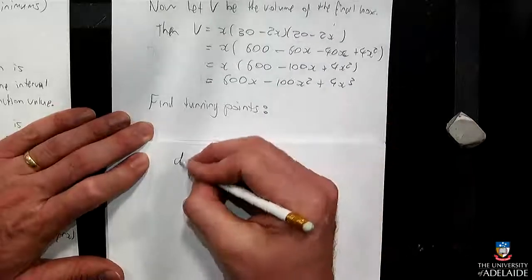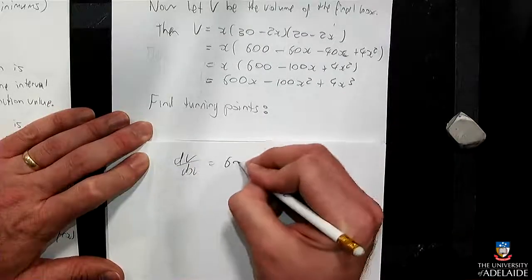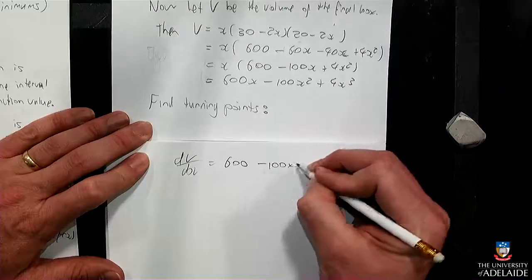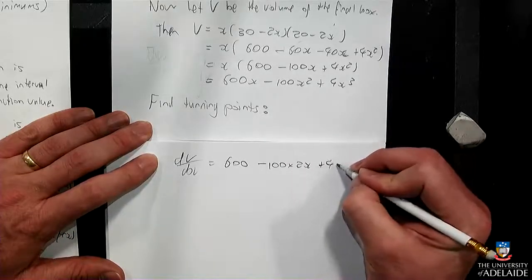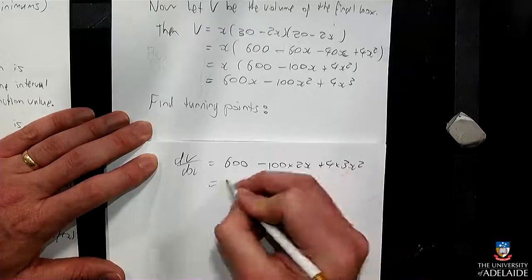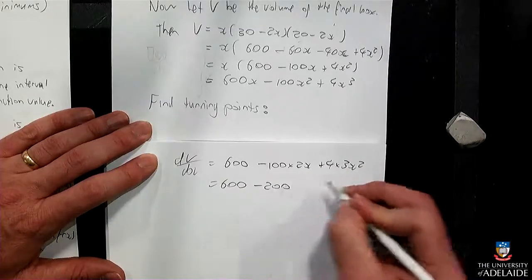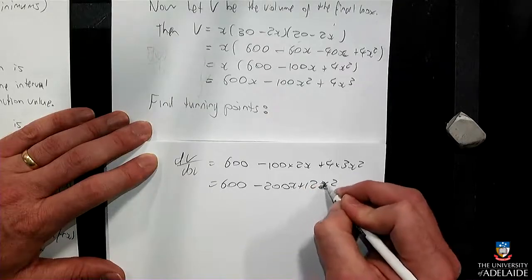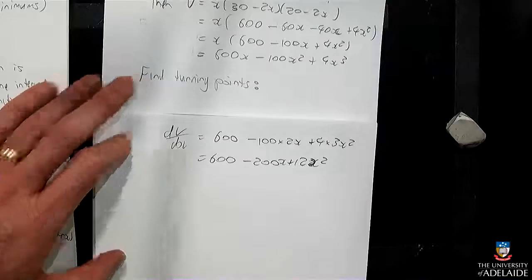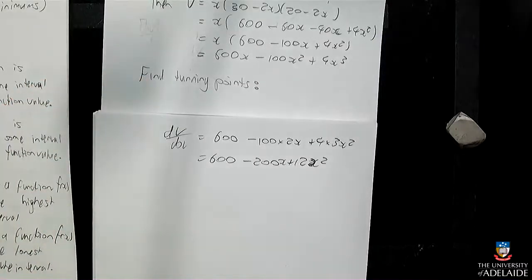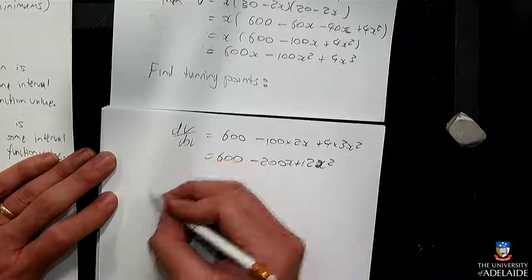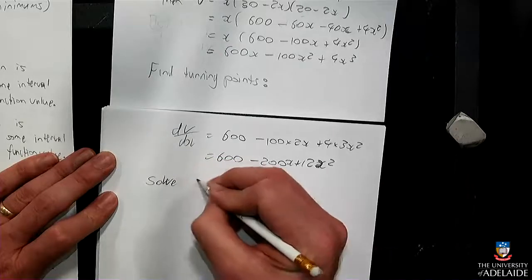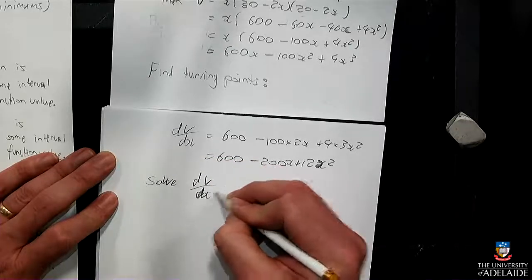So dV on dx would be 600 minus 100 times 2x plus 4 times 3x squared, which is 600 minus 200x plus 12x squared. Okay, cool. And we need to find when that's 0 so that we can figure out when the function's increasing and decreasing, so that we can figure out where the turning points are. So dV on dx equals 0.